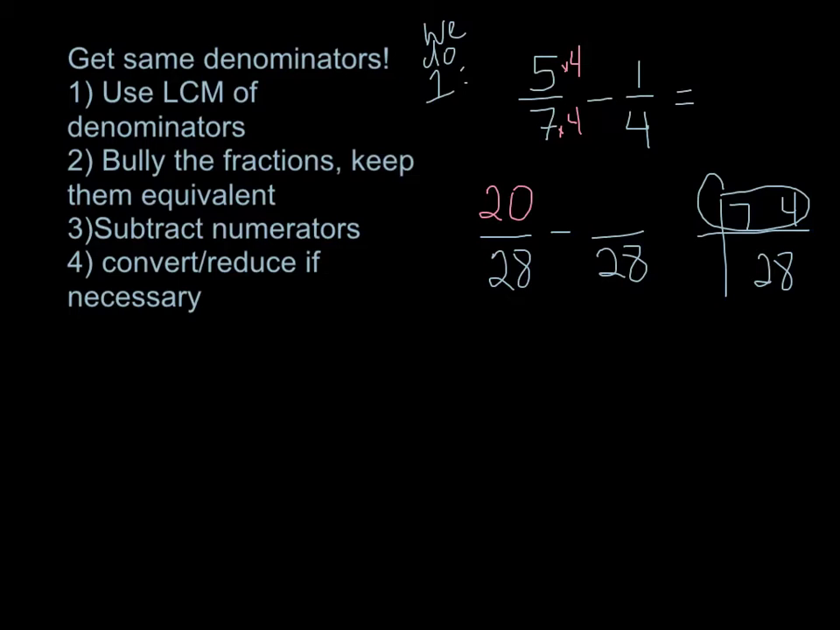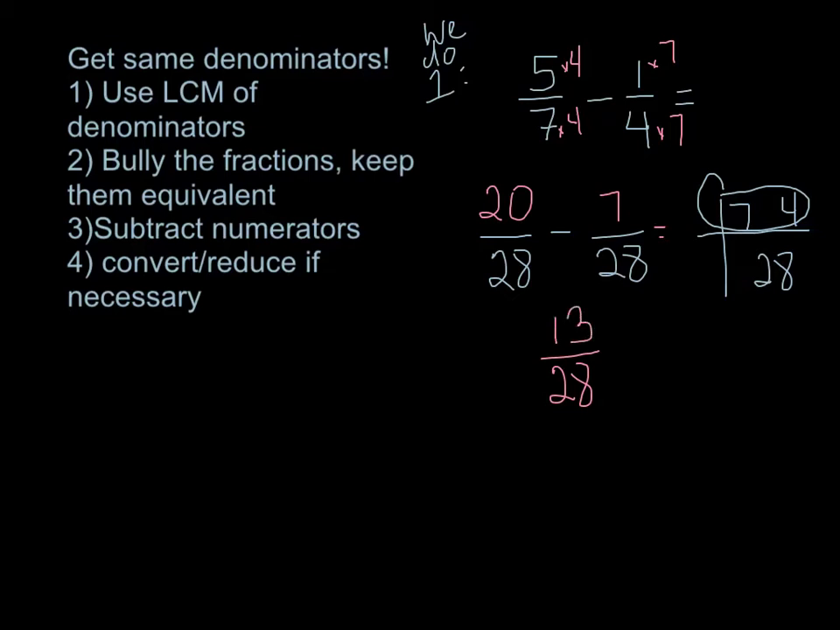And what did I do to this 4 to get him to become a 28? I multiplied him by 7, that's right. Do the same to his best friend. And now that my denominators are the same, I keep it the same. And then I do 20, take away 7, which is 13.